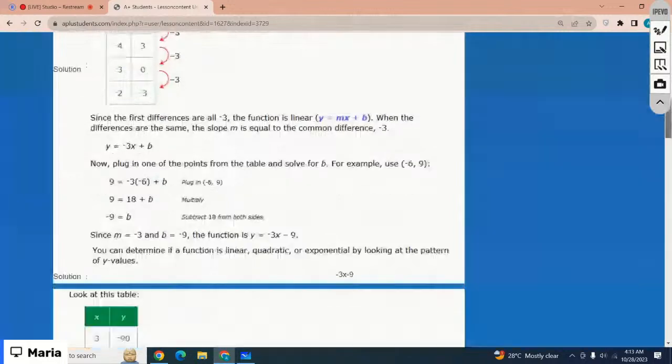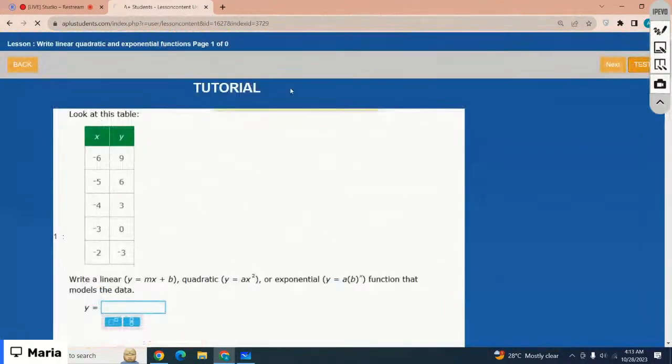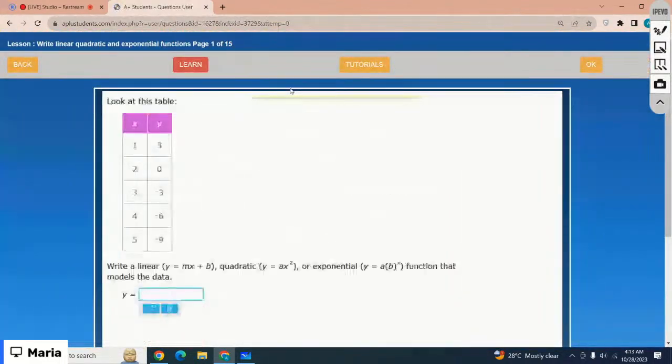Okay, let's start with the test questions. Okay, look at the table. Write a linear, quadratic, or exponential function that models the data. Okay, let's calculate the first differences, right? Let me number 1, 2, 3, 4, 5.